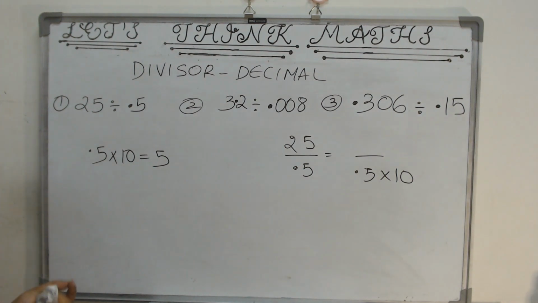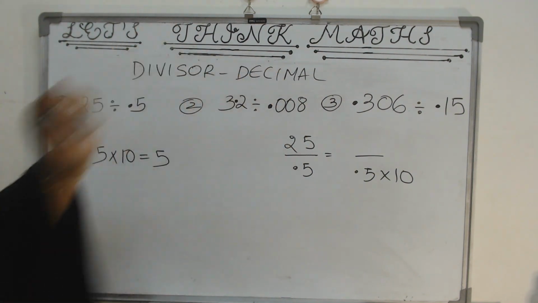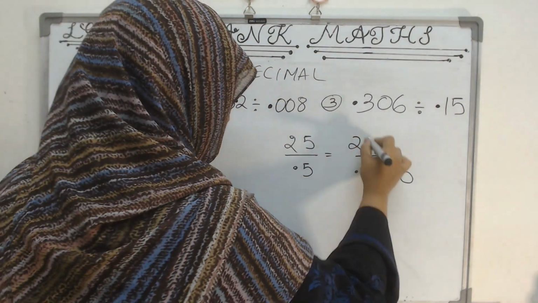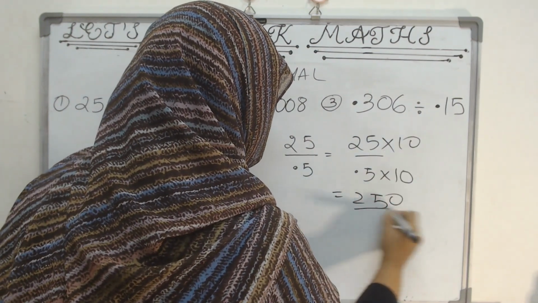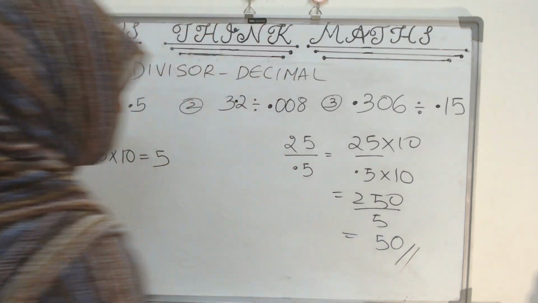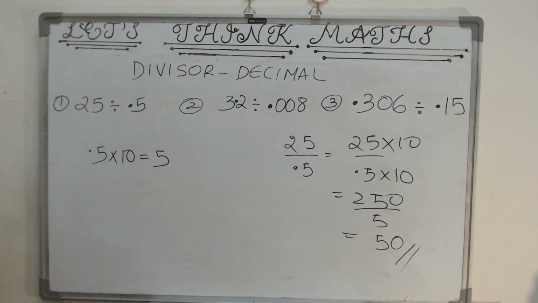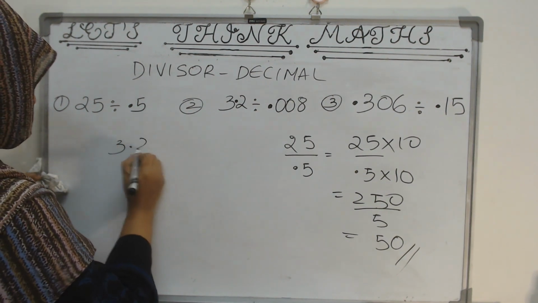But then, what is the rule for the equivalent fractions? Whatever you multiply the denominator with, you also have to multiply the numerator. There. This is your answer. 25 divided by 5 is 5. So this answer here is 50. The same way, continue here.